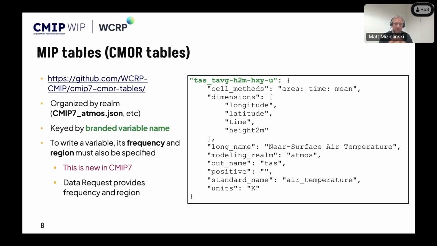To write a variable, you're going to have to provide 2 extra bits of information compared to CMIP6. You have to provide its frequency and its region. This is new for CMIP7. You need to get this information from the data request. So this will define what frequencies these variables are requested at. That's all from me on this section.